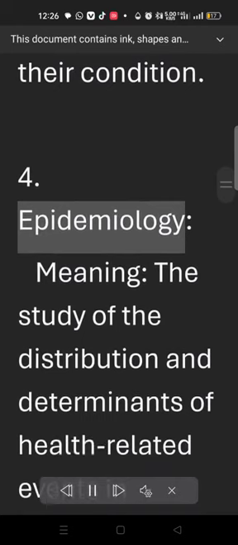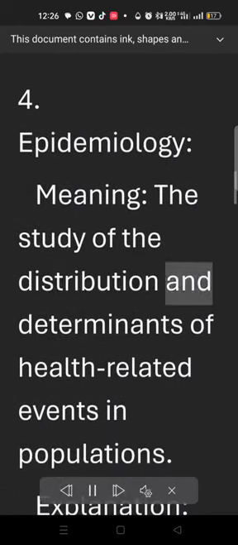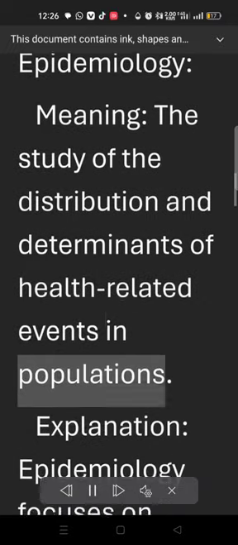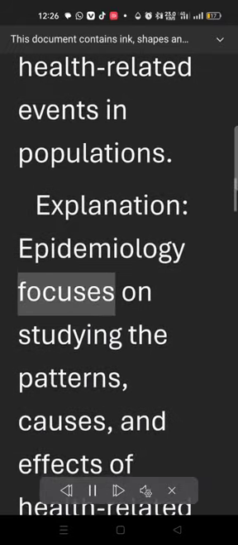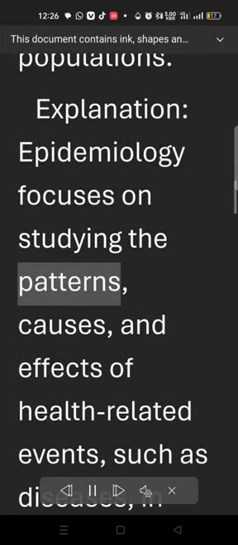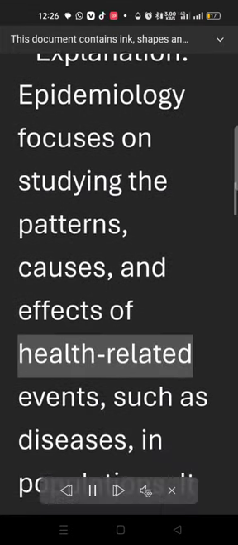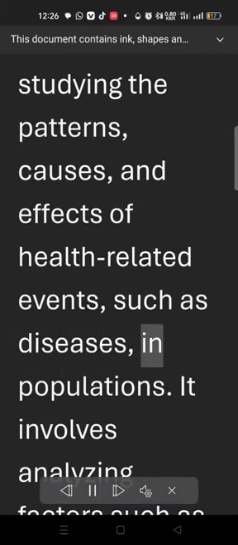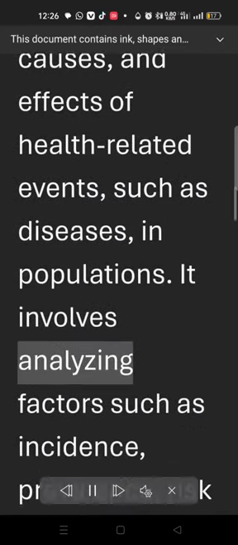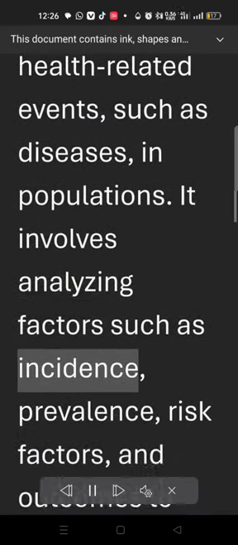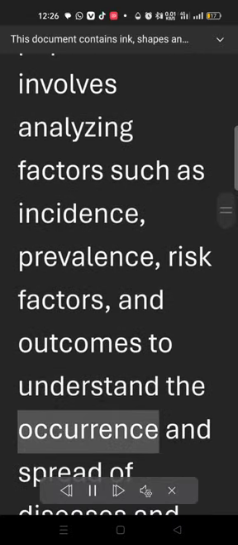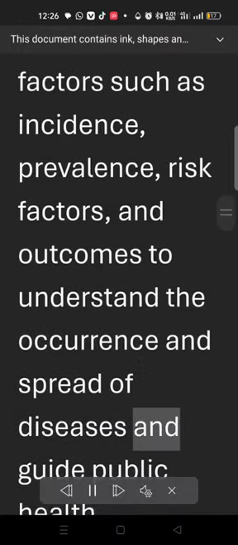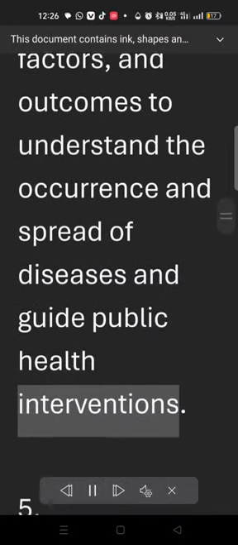4. Epidemiology. Meaning: the study of the distribution and determinants of health-related events in populations. Explanation: epidemiology focuses on studying the patterns, causes, and effects of health-related events, such as diseases, in populations. It involves analyzing factors such as incidence, prevalence, risk factors, and outcomes to understand the occurrence and spread of diseases and guide public health interventions.